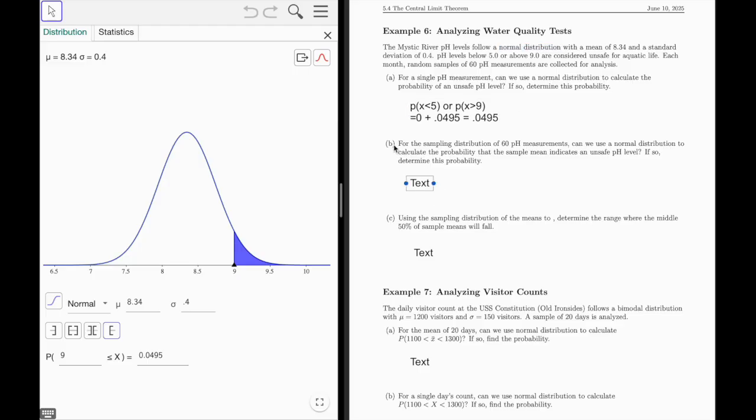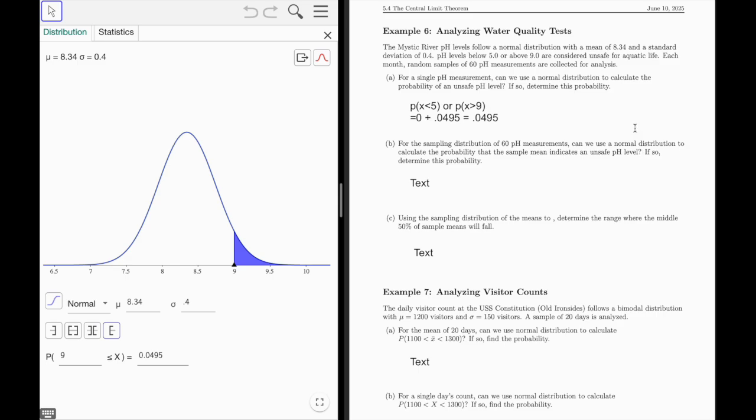Okay, now let's look at part B. This is talking about the sampling distribution. So now we're thinking differently. We're thinking about the averages, and our standard deviation changes with that. For the sampling distribution of 60 pH measurements, we can use a normal distribution to calculate the probability that the sample mean indicates an unsafe pH level. Yes, the underlying distribution is normal. All the other qualifications are met.